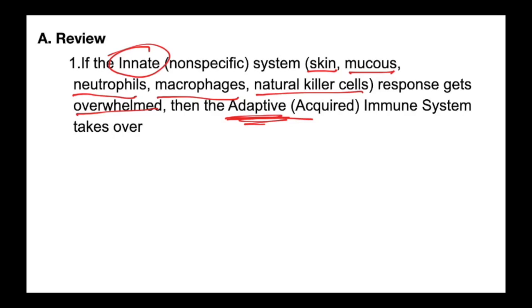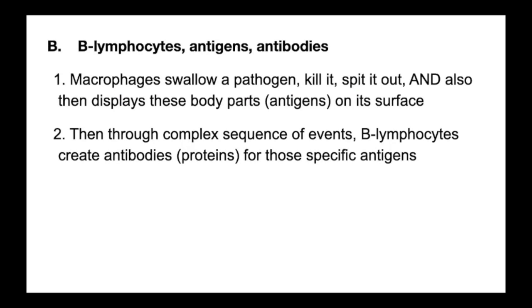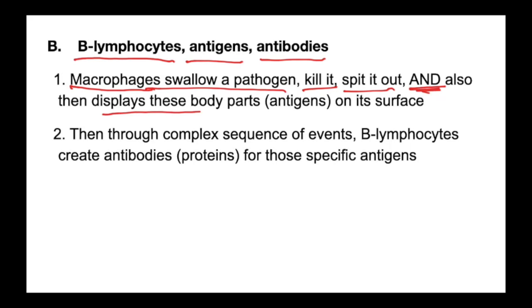Okay, so as we get into the adaptive system, we need to know what a B lymphocyte is, an antigen, and an antibody. Antigens, antibodies, okay? So remember, a macrophage will swallow a pathogen, kill it, spit it out, and then something happens that I didn't tell you before. And it then displays the body parts called antigens on its surface.